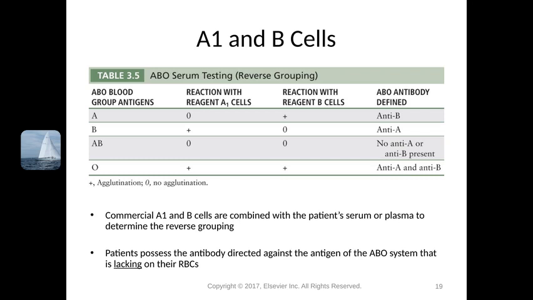And basically patients have the antibody against the antigen of the ABO system that is lacking on their red cells. So I know I used in my example, I'm type A, okay? So I should not react with A cells because those are mine. I shouldn't be making an antibody against them, but I will be making an antibody against B cells. And then you can see AB type has no antibodies because they have both the A and B antigen.